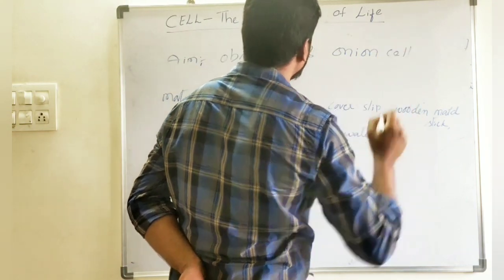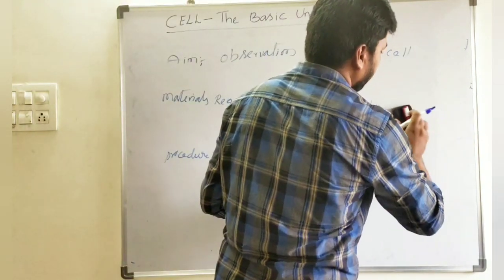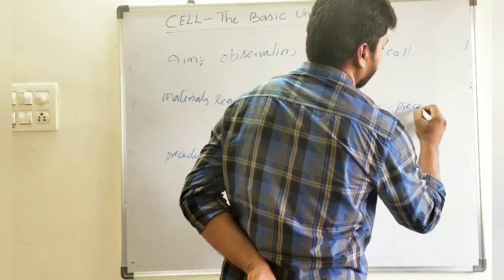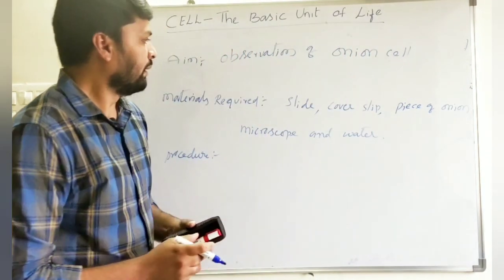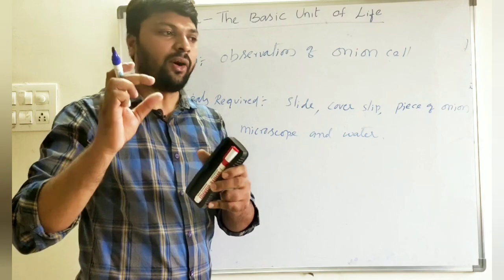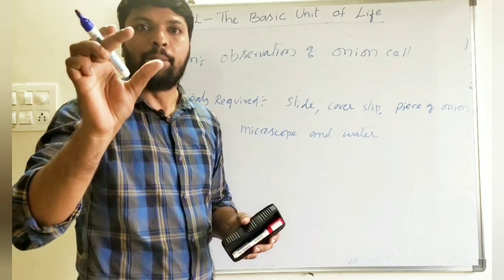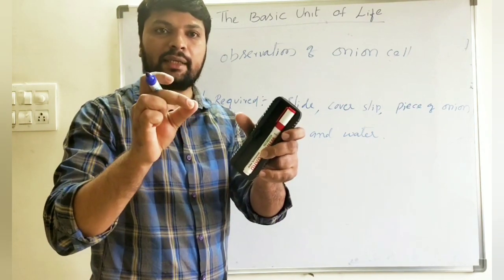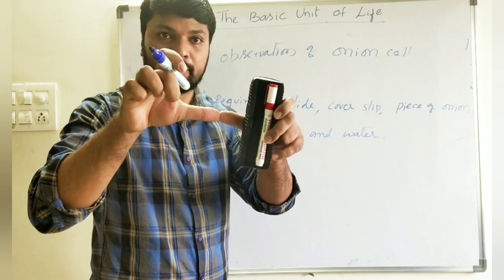Observation of onion cell. For this, we need to peel a piece of onion. First, we need to peel a piece of onion from a fleshy onion bulb and break it into two pieces. You will notice a thin translucent membrane connecting the two pieces.